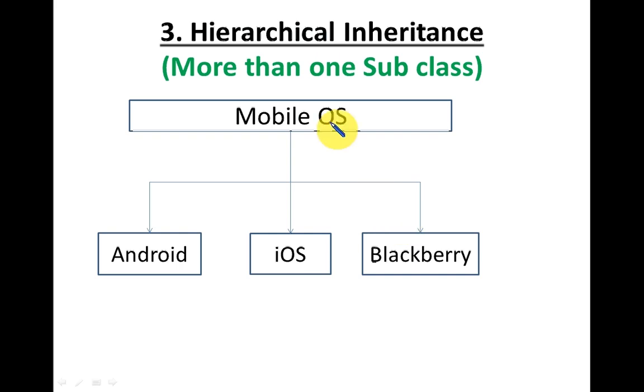So next is hierarchical. Hierarchical is opposite to multiple. In multiple, more than one superclass, whereas in hierarchical, more than one subclass. See this example. Mobile OS is a superclass. For this superclass, we are inheriting 3 subclasses, namely Android, iOS and BlackBerry. These are all the 3 subclasses inherited from this mobile OS superclass. So this is an example for hierarchical inheritance.